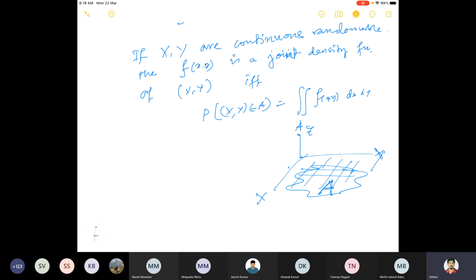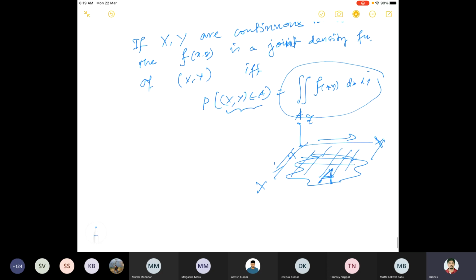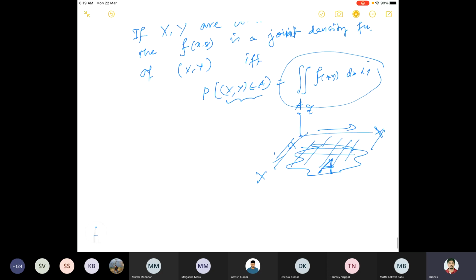These are the realizations, let's say. These are the values here on the x-axis, and these are the possible realizations of y. If I take any A from this xy plane, then what is the probability that (X, Y) belongs to A? Then it is nothing but the integration, and you have to find the value. We'll talk about that again, but let me just introduce all the definitions, because they are just an extension of the single random variable case.